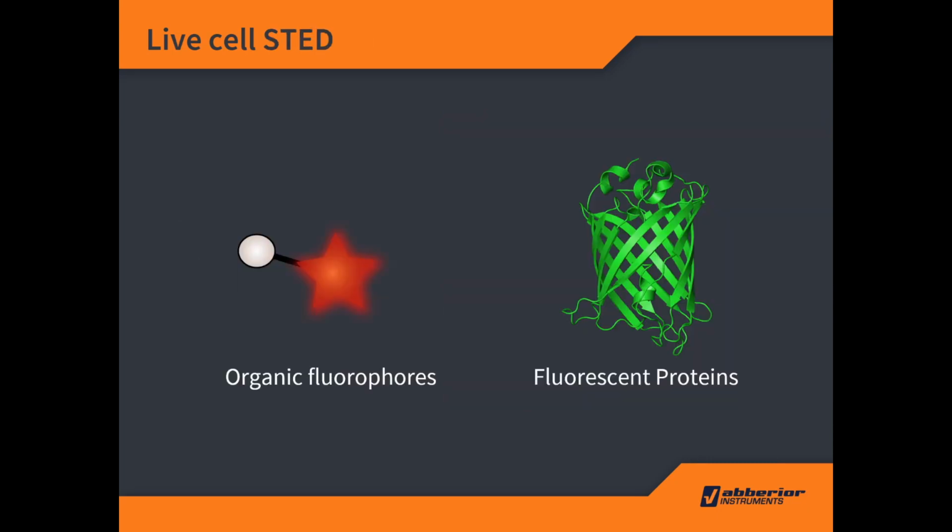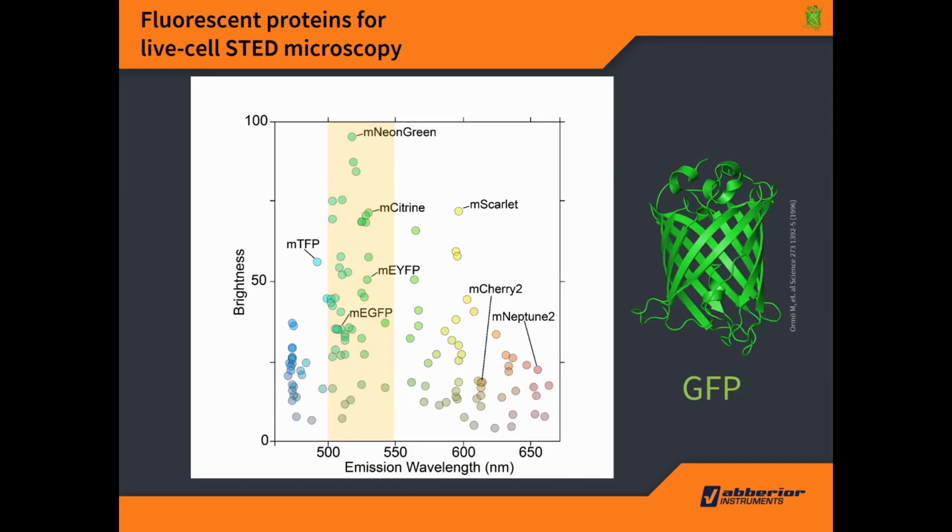To do great live cell imaging, you need appropriate live cell labels. These are mostly divided into two categories. On the left-hand side, organic fluorophores that bind your structure of interest, and on the right-hand side, genetically encoded fluorescent proteins that are, for example, co-expressed with your protein of interest. Let's look first at the fluorescent proteins available.